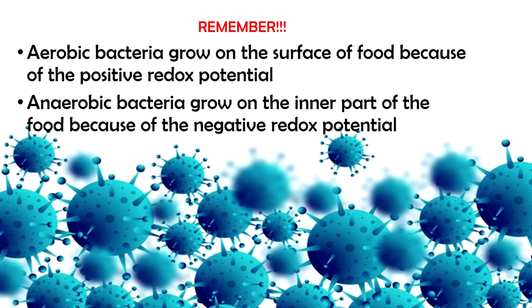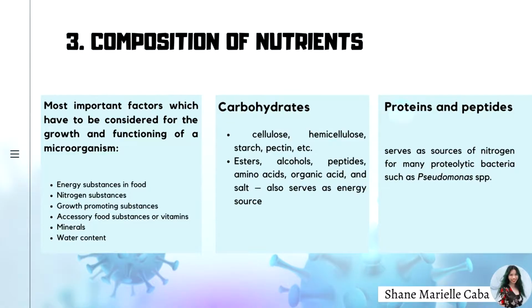On the other hand, anaerobic microorganisms grow in the inner parts of the vegetables, fruits, and meat because of the negative redox potential. Microorganisms require certain basic nutrients for growth and maintenance of metabolic functions. The amount and type of nutrients required range widely depending on the microorganism. Nutrients are one of the most important compounds for the growth and functioning of microorganisms.